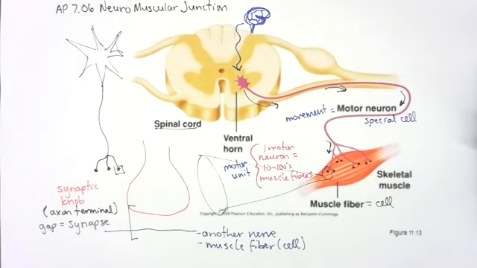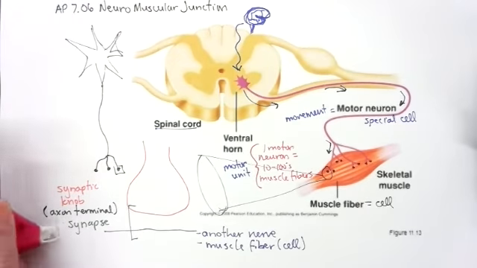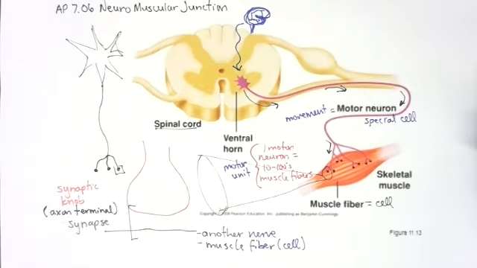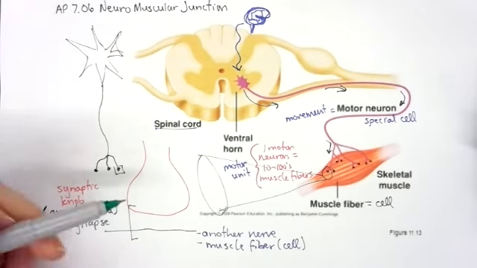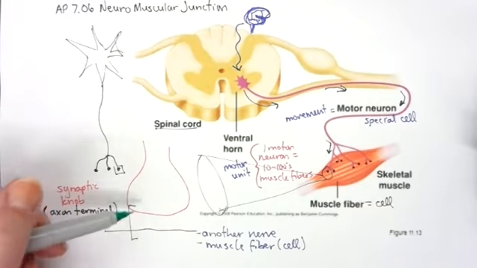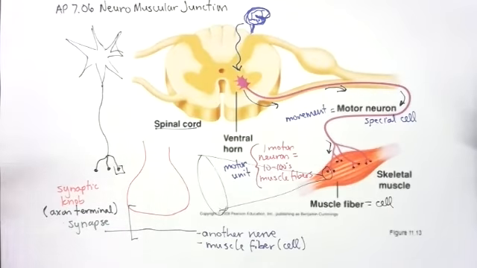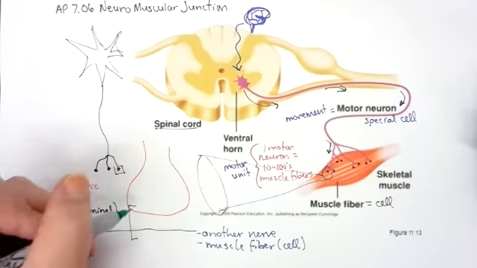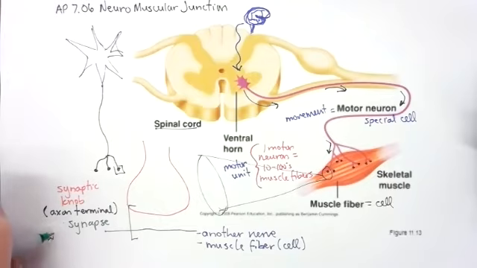Actually, I take that back. Got your whiteout handy? A better way to say that is the synapse is the whole kit and caboodle. It's the synaptic knob, the gap, and what's on the other side. So this whole arrangement is a synapse.